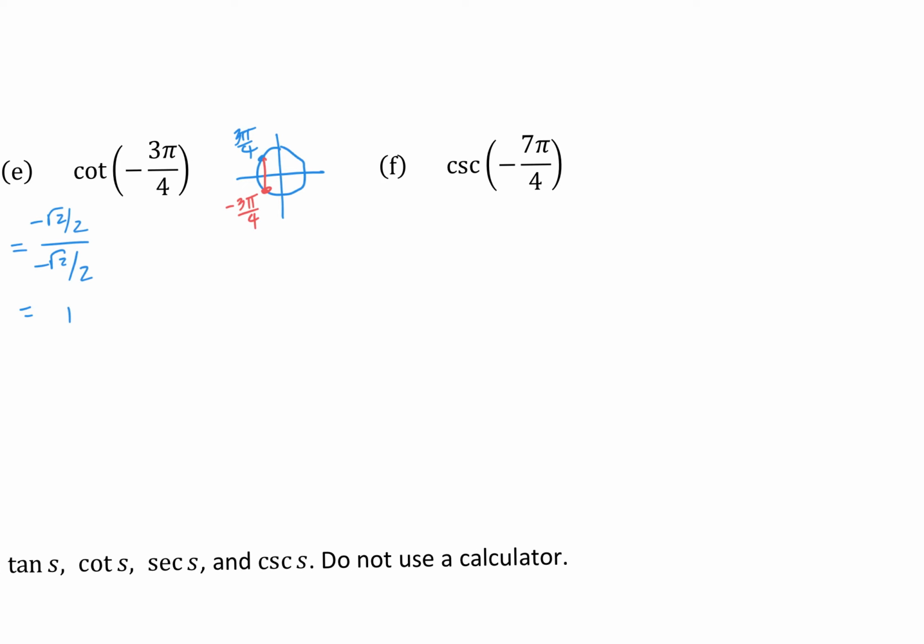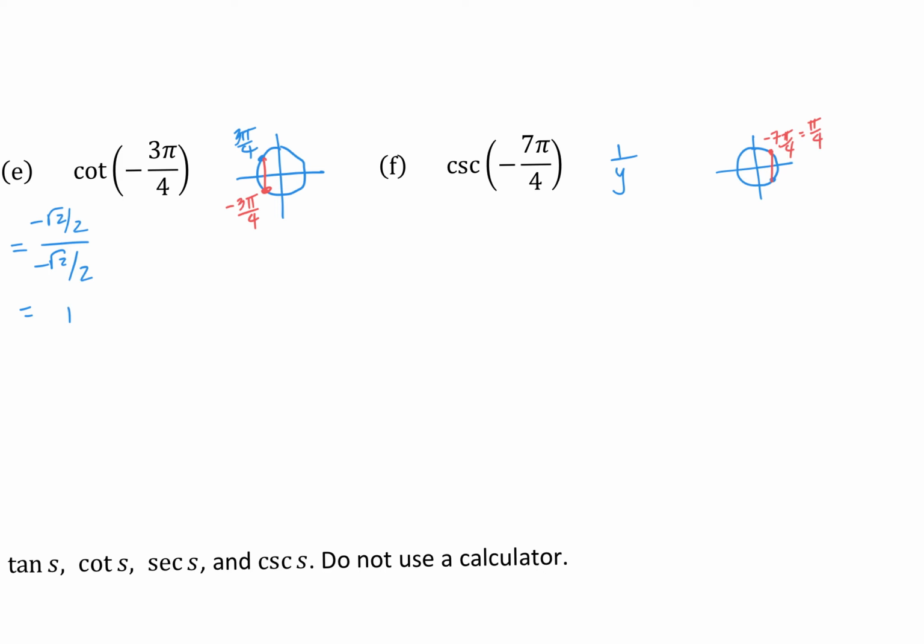Last example would be cosecant. Cosecant is the reciprocal of sine. It would be 1 over the y value. And at negative 7 pi over 4, well, what we could do is look at positive 7 pi over 4. Positive 7 pi over 4 is in quadrant 4, and it's at the halfway point. If we flip along the x-axis, we'll be in quadrant 1. So that would be negative 7 pi over 4, and it actually corresponds to positive pi over 4.